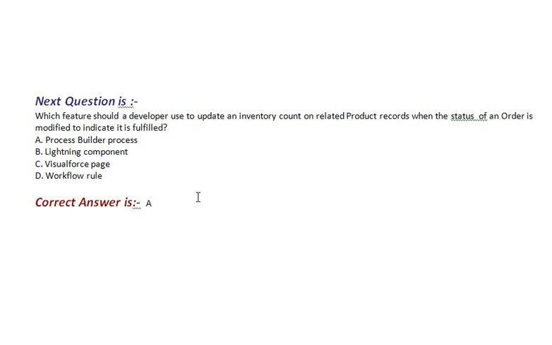Moving on to the next question. Which feature should a developer use to update an inventory count on related product records when the status of an order is modified to indicate it is fulfilled? Option A, Process Builder process. Option B, Lightning component. Option C, Visualforce page. And option D, workflow rule. The correct answer is option A.